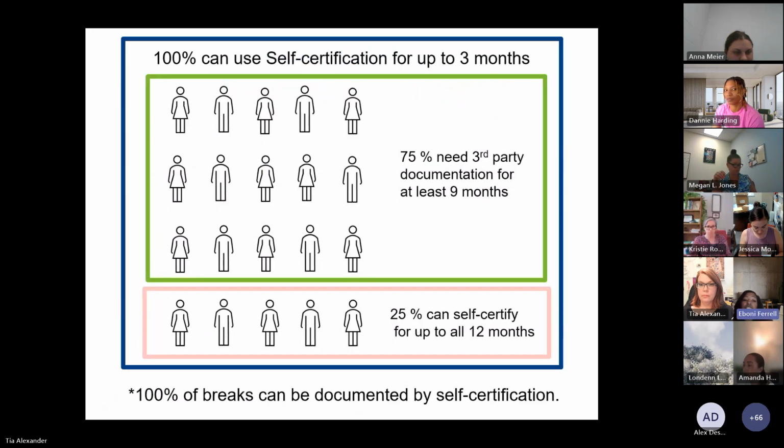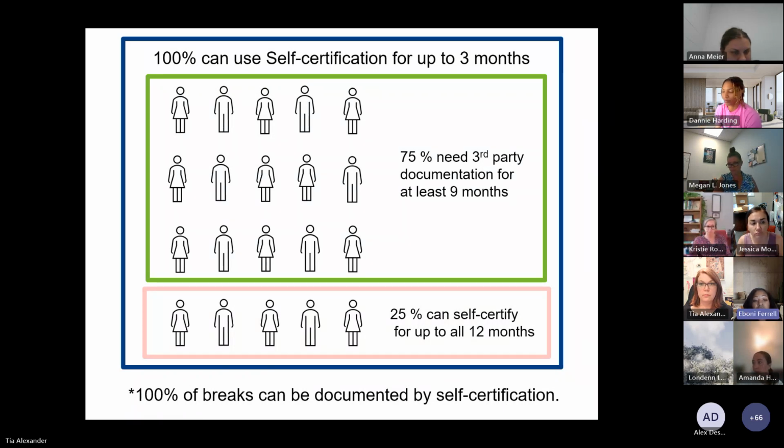So this is a visual representation of what that means. For each project, 100% of chronically homeless households served can self-certify for up to 3 of their 12 months. 75% of chronically homeless households served need third-party documentation for 9 of their 12 months. 25% of chronically homeless households served can use self-certification as documentation for all and any months. 100% of breaks can be documented by self-certification.